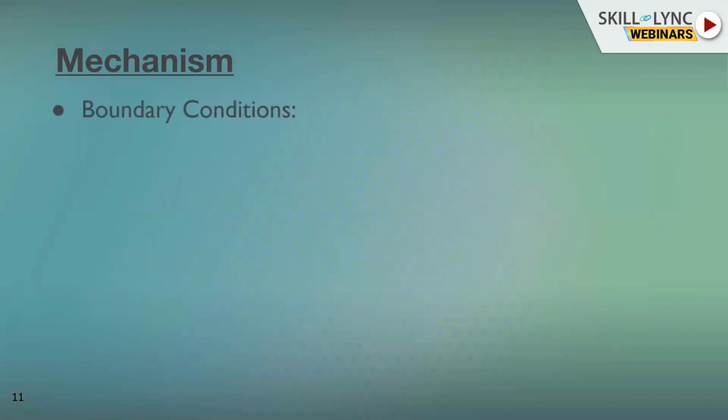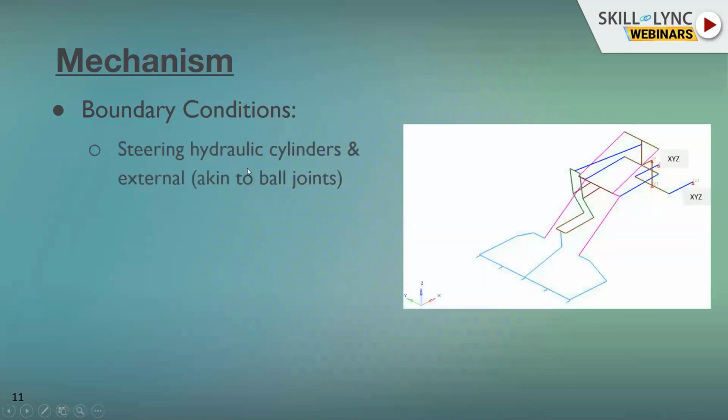Okay, let's look at the boundary conditions. These are external constraints which we are applying. By external constraints, I mean the bodies. This mechanism basically will get connected to other body parts which we are not interested in modeling. So we basically replace them by the joint constraints which they apply on this mechanism. One boundary condition is between the steering hydraulic cylinders and the external. This is how we are doing it. This is akin to a ball joint because we have constrained all the translation degrees of freedom over here.